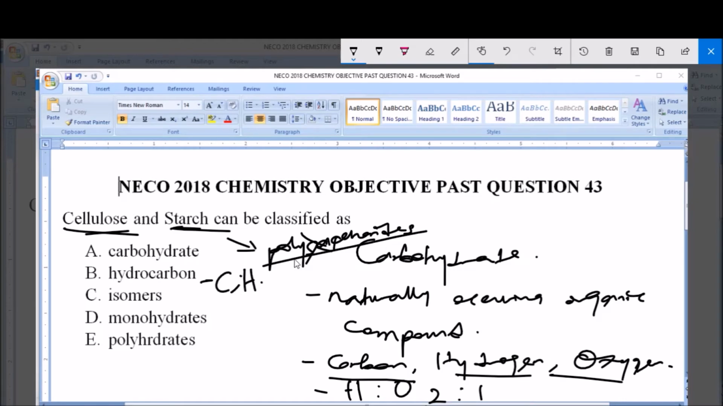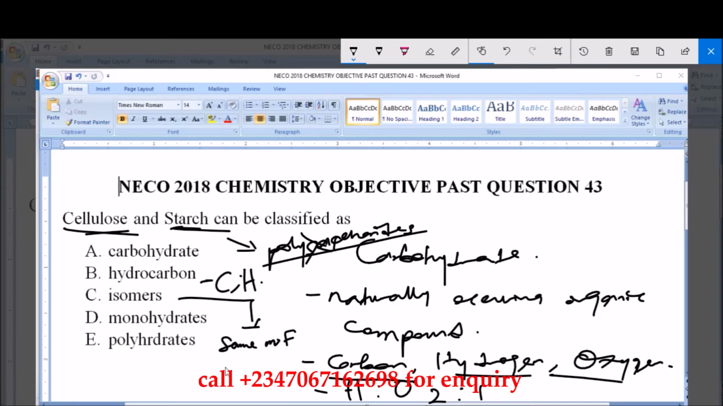Now, option C says isomers. Isomers simply refers to two or more compounds having the same molecular formula but different structural formula. That's isomer. An example is when you see butane and 2-methyl propane. So these are isomers.